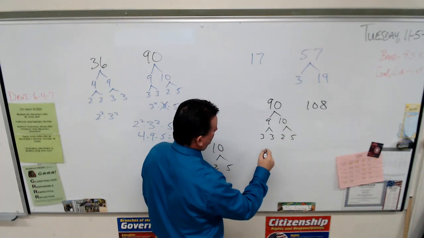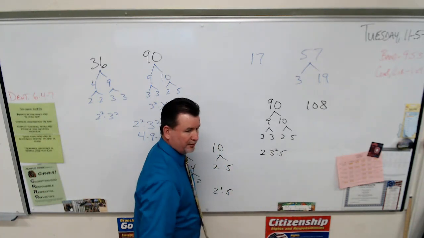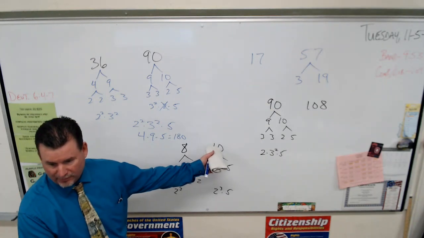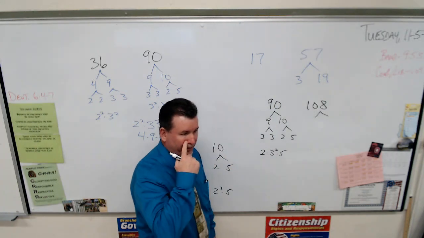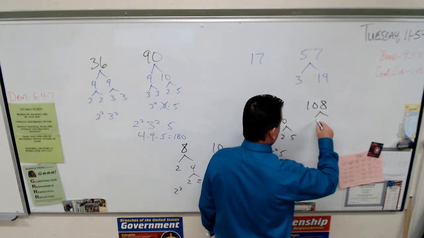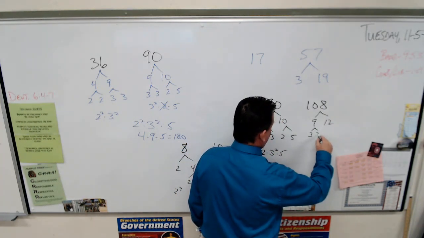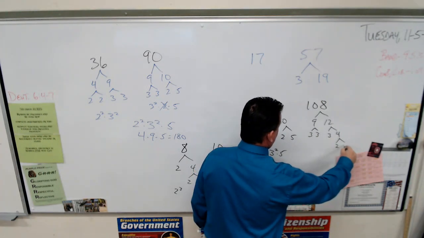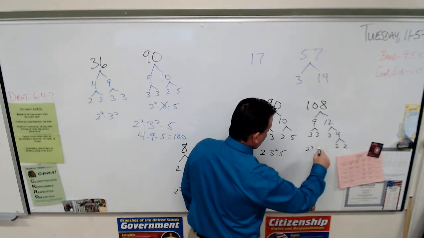Prime factors of 90: 2 times 3 squared times 5. Everybody at least knows this, right? Prime factors? Yeah. Prime factors of 108. Oh boy. Times tables, 9 times 12 is 108. Or you could do that. 3 times 3, 3 times 4, 2 times 2. Prime factors of 108 are 2 squared times 3 cubed.